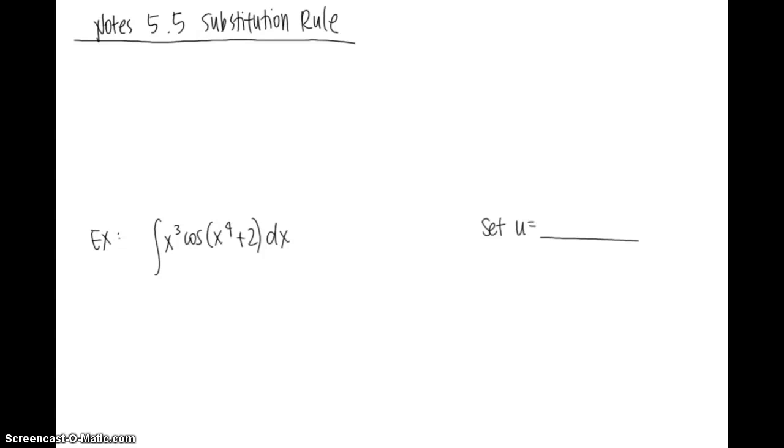Chapter 5.5 is the substitution rule. Now, what is the substitution rule? Substitution rule is basically a method of finding the antiderivative. It's a strategy, and it is basically to go against when you use the chain rule in finding the derivative. So I would call it the anti-chain rule.